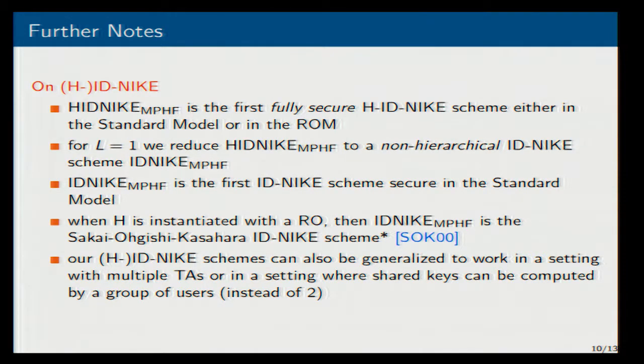Before I finish my talk, I just would like to mention that we can generalize our HIDNIKE scheme and our hierarchical HIDNIKE scheme to a setting with multiple TAs. So, for example, if two users get private keys from possibly independent TAs, they can still compute a shared key without any interaction. We can also generalize our schemes so that it works in a setting where multiple identities can compute a shared key instead of only two.